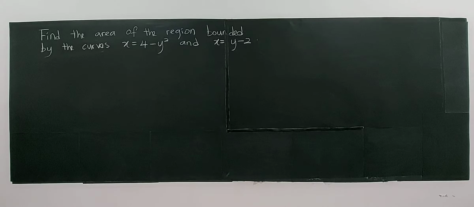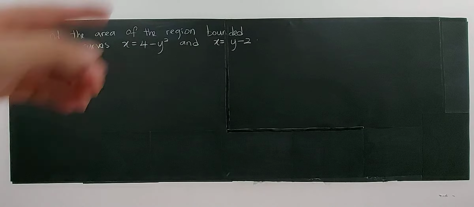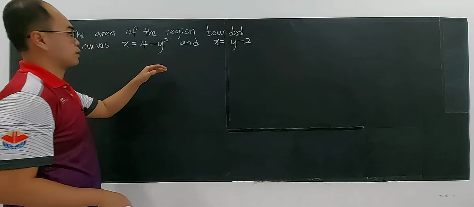Hello, okay, this will be the fifth video about area of the region bounded by two curves. Now we have two curves, one is a curve, one is a line. How to sketch this type of curve is very important. So let's move on with sketching the curve first. It will be between x equals 4 minus y squared and x equals y minus 2.